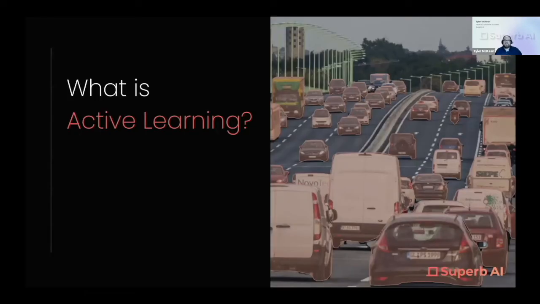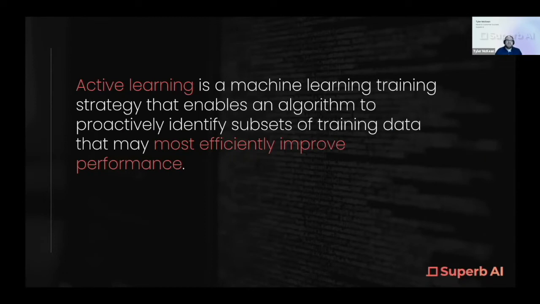Now I'd like to dive into what exactly active learning is and the various principles that can be applied to a project. As a basic definition, active learning is a machine learning training strategy designed to enable an algorithm to proactively identify subsets or elements of training data that may most efficiently improve performance.